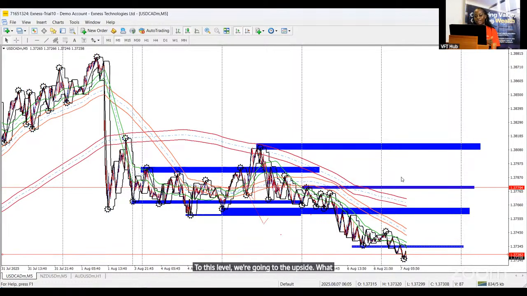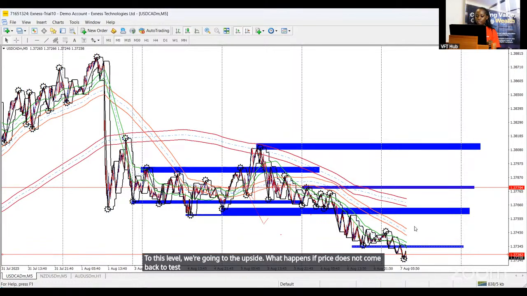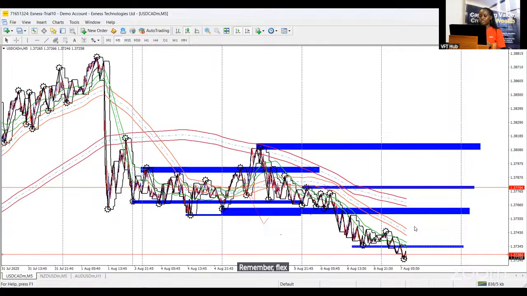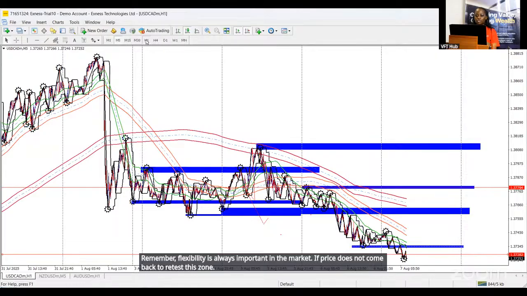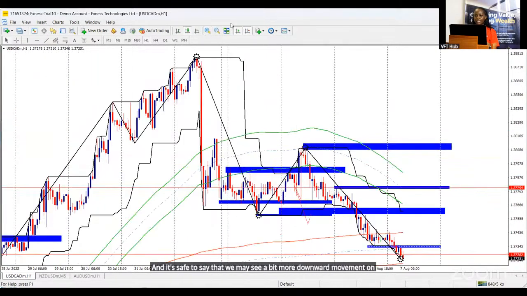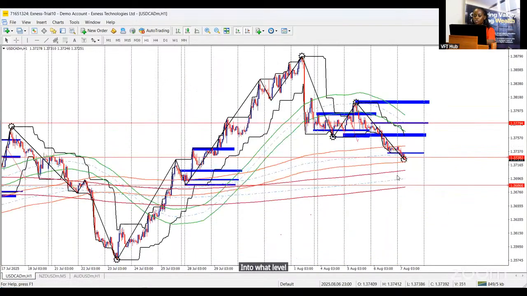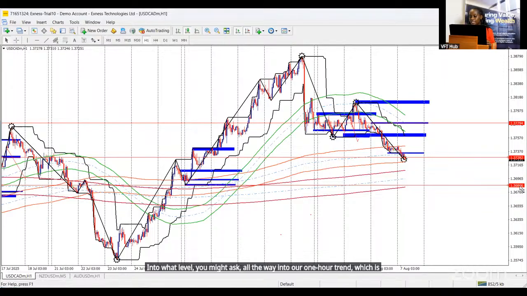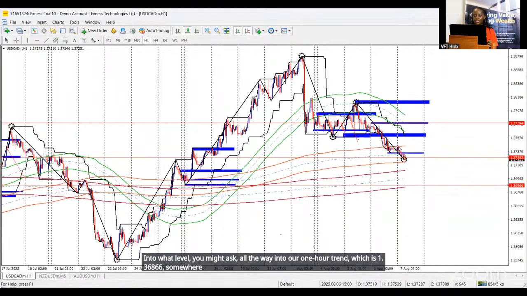What happens if price does not come back to test the support zone? Remember, flexibility is always important in the market. If price does not come back to retest this zone, then it is safe to say that we may see a bit more downward movement on USD CAD. Into what level, you might ask? All the way into our 1 hour trend, which is 1.36866, somewhere around this level. So price could dig a bit deeper before it now gives us that retracement.